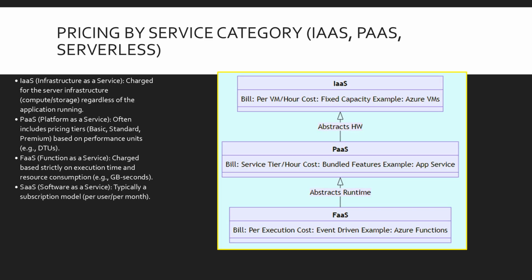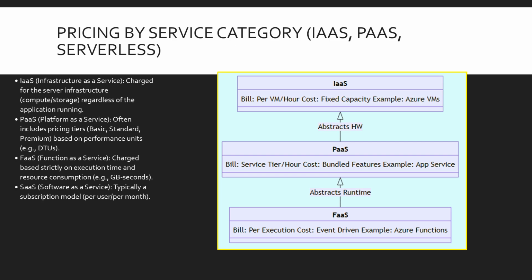Pricing models differ significantly across cloud service categories. Infrastructure as a service, IaaS, charges for the provisioned server capacity, regardless of whether your application is busy or idle. Platform as a service, PaaS, offerings like Azure SQL Database or App Service often use pricing tiers, basic, standard, premium, which bundle compute and features into a predictable cost. Serverless or function as a service, FaaS, offers the most granular efficiency, charging only for the specific execution time and memory used, effectively costing nothing when idle.